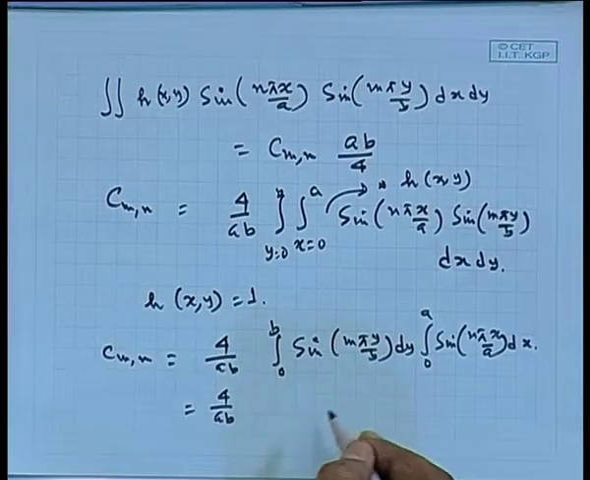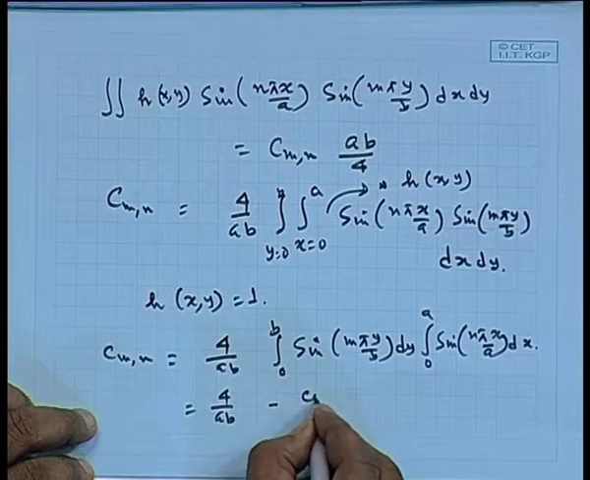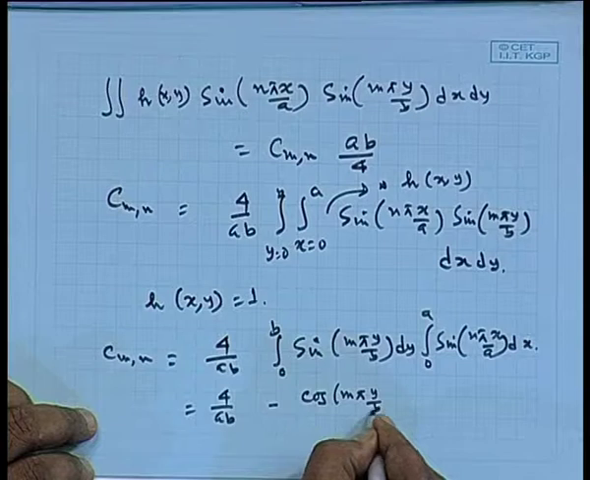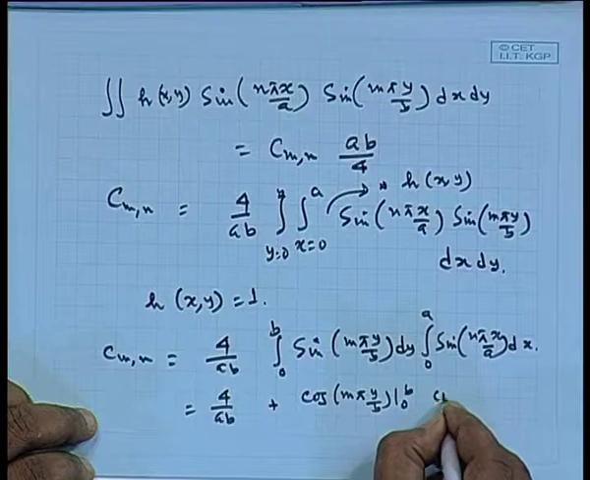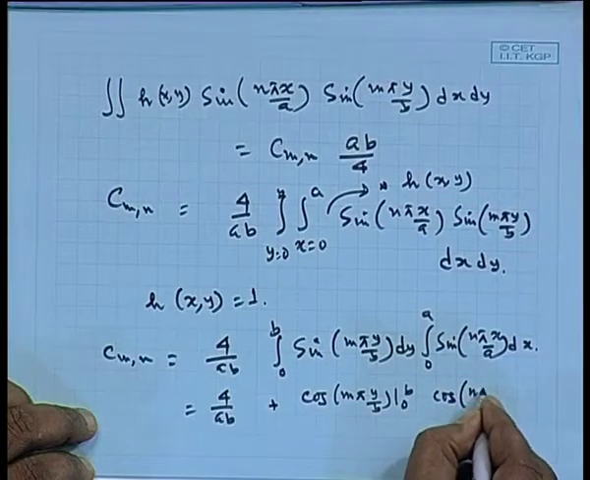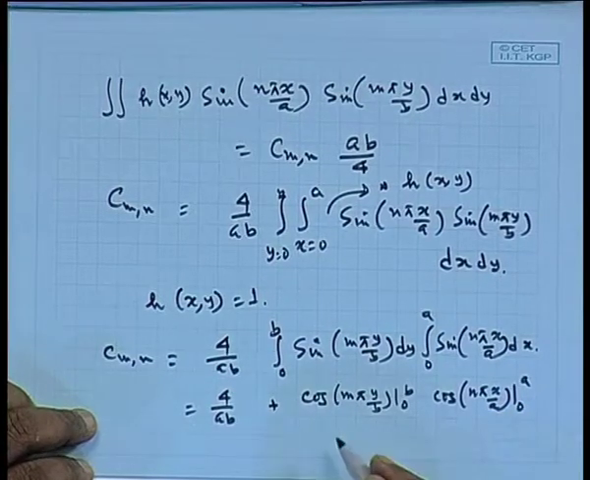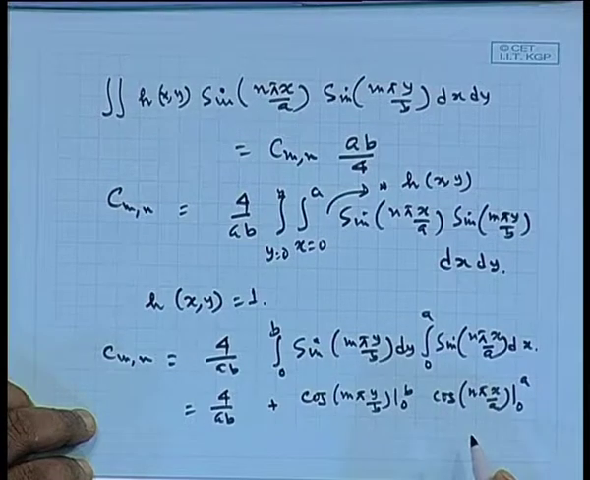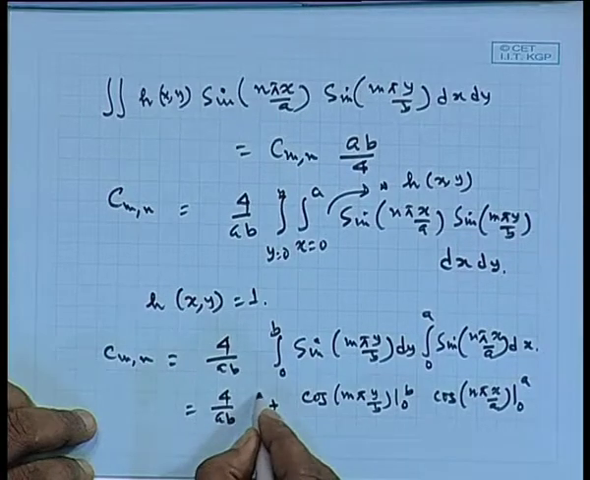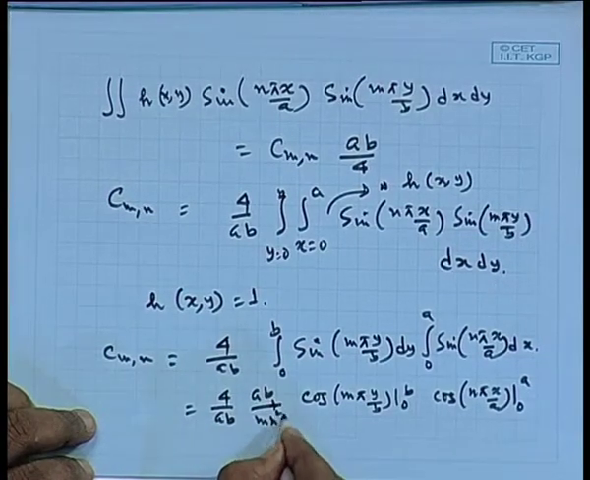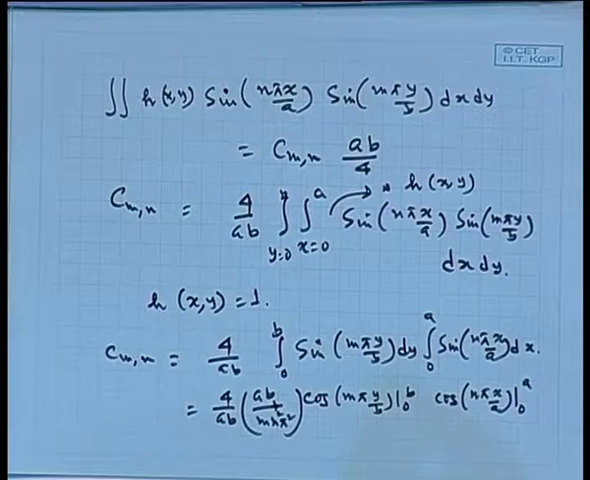4 by a b. This will be minus cosine m pi y by b from 0 to b, minus 1 is plus cosine n pi x by a from 0 to a, divided by m pi by b into n pi by a. So, it will be a b by m n pi square. So, this a b will be cancelled out. So, you will be having a b by m n pi square. Probably this will be the thing.